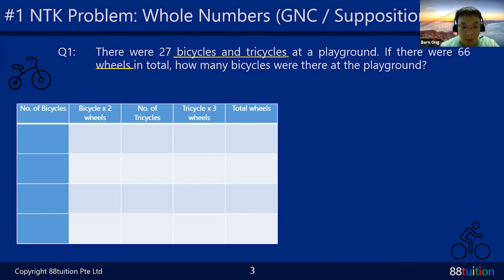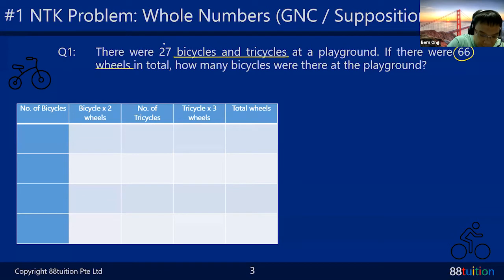Okay. So down here, what do we have? We have 27 bicycles and tricycles. How many bicycles? How many tricycles? I don't know. If I know, I can answer the question already. All right. Then what do we know? There are 66 wheels in total. Can you see that in this question, there are 4 pieces of information?